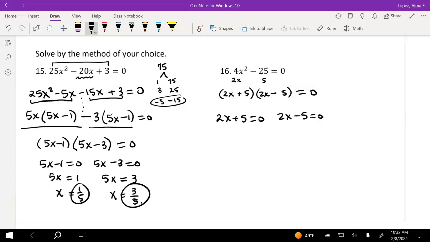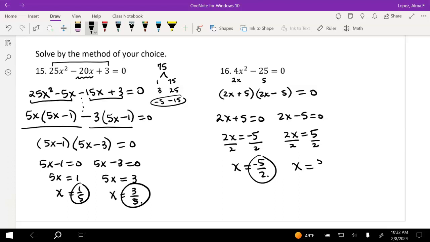I'm going to start by moving the positive 5 over to the other side and then divide both sides by 2. So x will be equal to negative 5/2. For the second term, I'll move the negative 5 over. I get 2x is equal to positive 5. After dividing both sides by 2, x will be equal to 5/2.